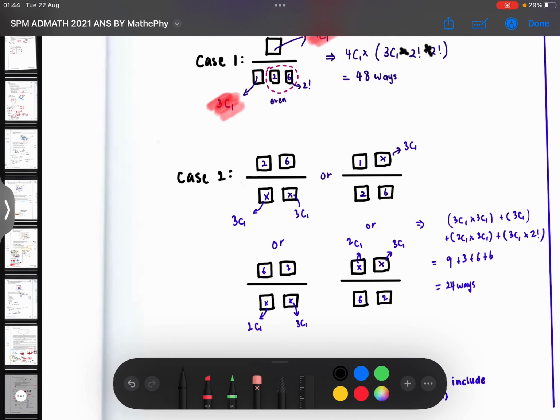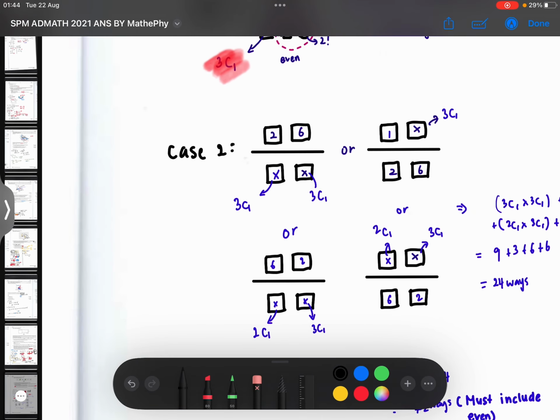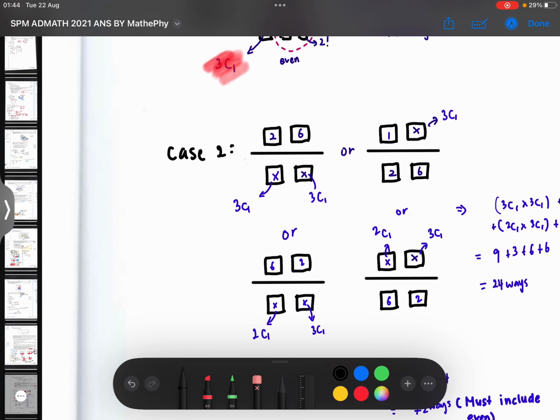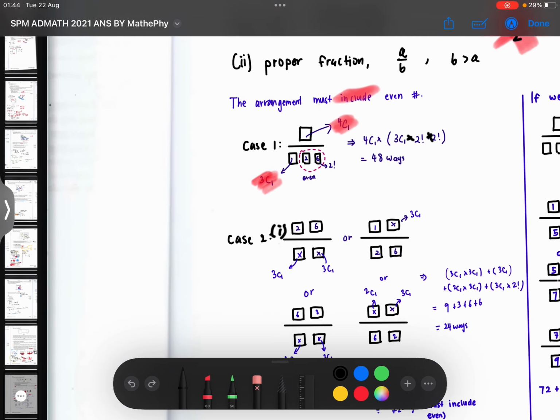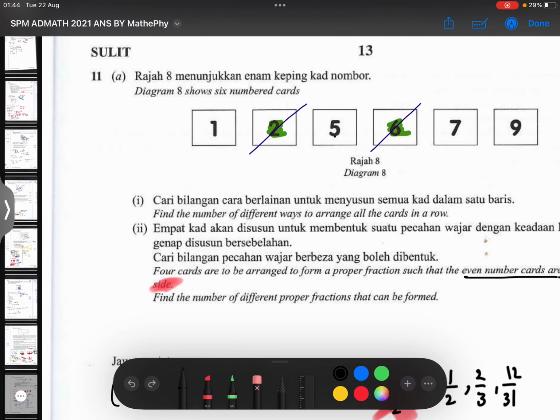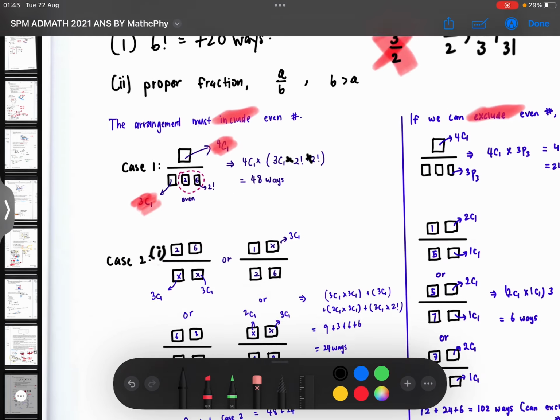For the second case, this is actually a more complicated one. So for the first Roman numeral, you have 2 6. I set 2 6 at the top, and for this I set 2 6 at the bottom. For the first case you can choose 3C1. Why? Because you already used the even numbers, so you are just left with 1, 3, 5, 7, 9.